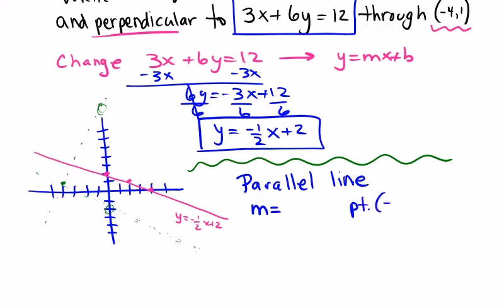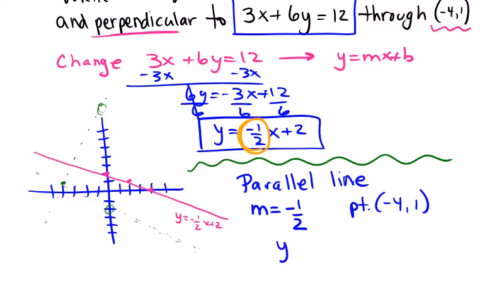Well, our point is (-4, 1), and the slopes of parallel lines are the same. So that means the slope of our parallel line is going to be the same as the slope we found in the original line. So it's going to be that same -1/2. So when we have this, what we're going to do now is write our equation.